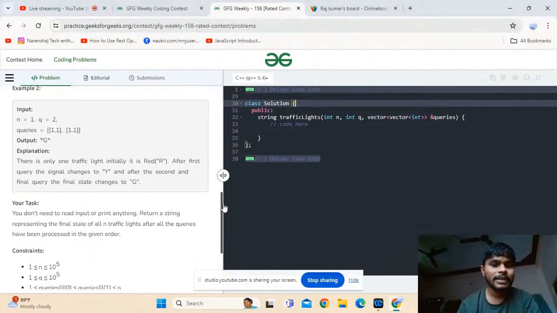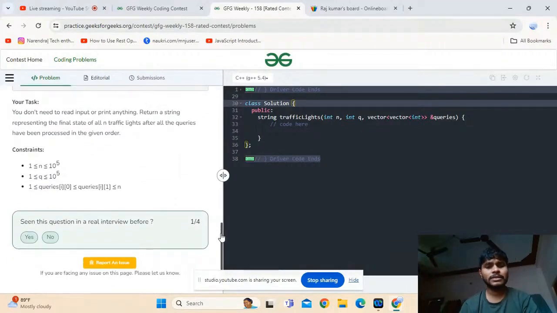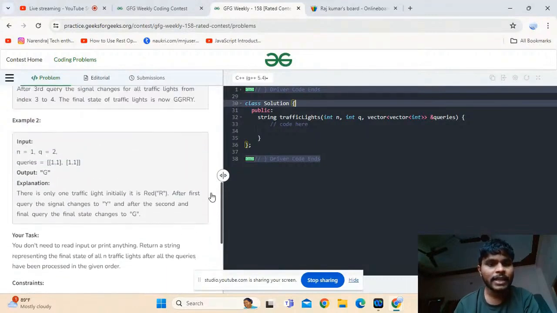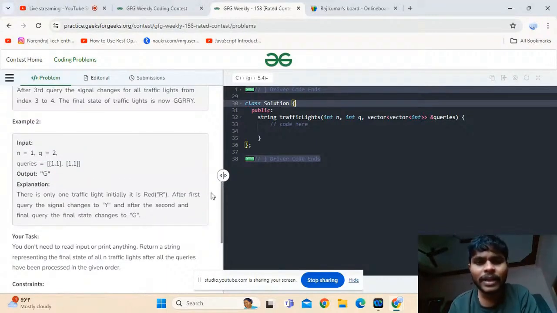Initially they are all red signals. One thing you have to remember here is what is given.